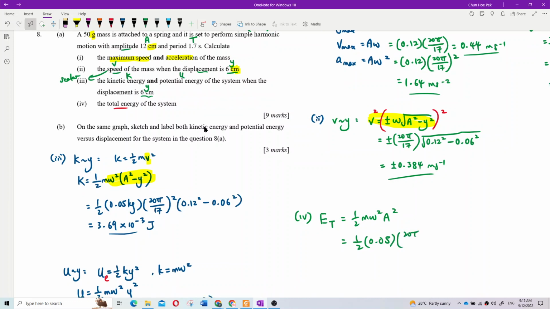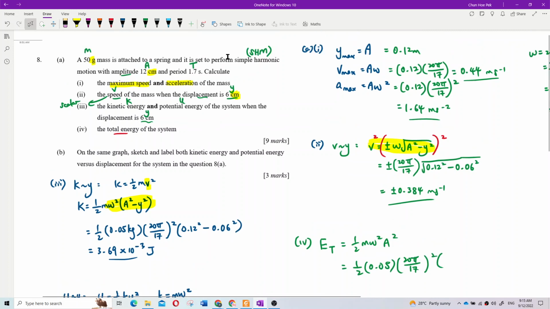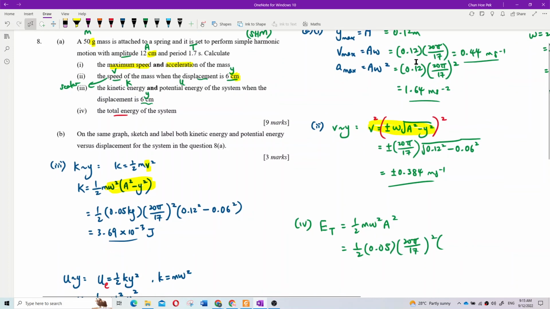And then omega, what is omega? Omega is 20 pi over 17 square. What's the amplitude? Amplitude is 0.12 square. So what's the answer? 0.12 square multiply 20 pi divided by 17 square, multiply 0.05 and divide by 2. So the answer I got is 4.92 exponent negative 3 joule.